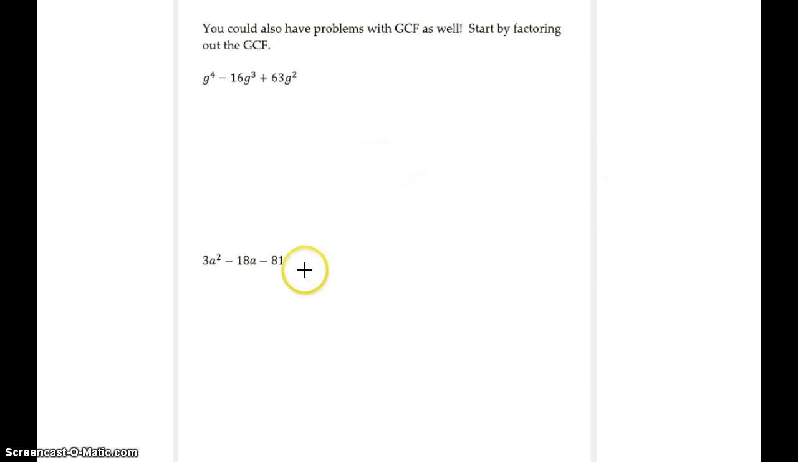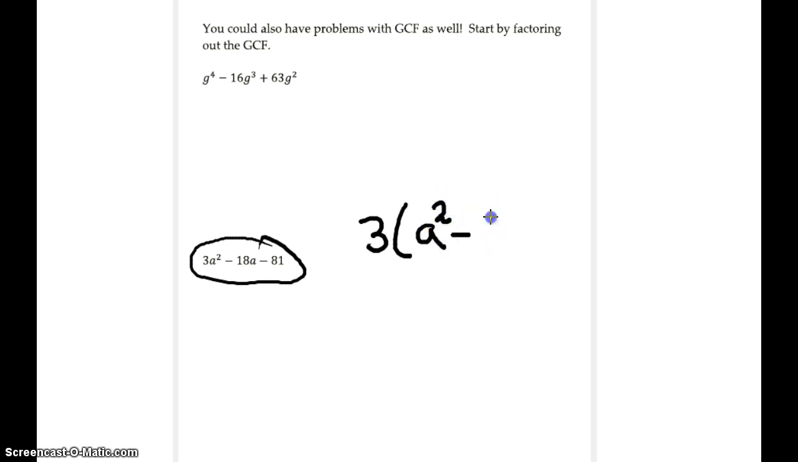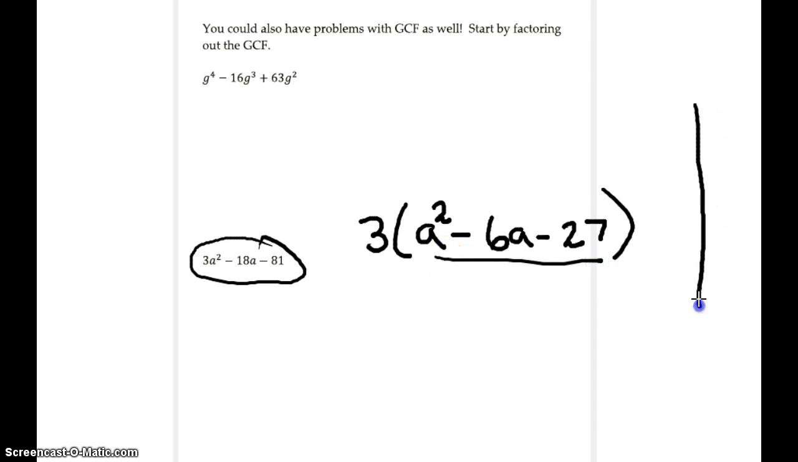One last one and we're all done for the evening, and then I have some practice problems for you to bring in for tomorrow. So the last one, first thing I want you to do every single time is look for the common factor. In this case, it looks like the common factor is the 3. So I pull out the 3. I have a squared minus 6a minus 27. Nice simple quadratic now. BAC. I'm looking to get to negative 6. Multiplying to negative 27.